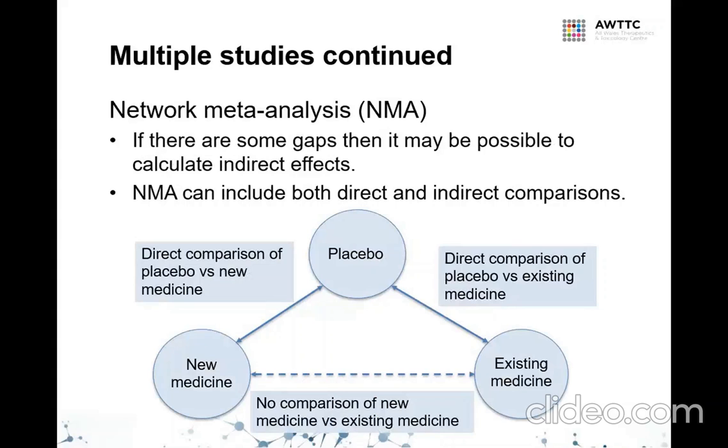However, sometimes there is no direct evidence available, and in this case, it's sometimes possible to calculate indirect effects. So in the diagram below, there's a study we found that compares the new medicine with placebo, and we found a study that compares the existing medicine against placebo. And the results from these two studies can be used to calculate or estimate the effect between the new medicine and the existing medicine. And this is an indirect comparison. So a network meta-analysis will combine the results of multiple studies into a large analysis, but it will include both direct and indirect comparisons.